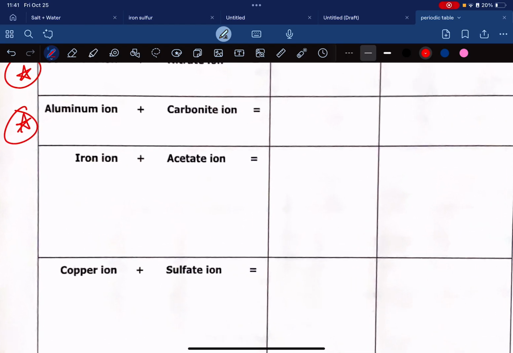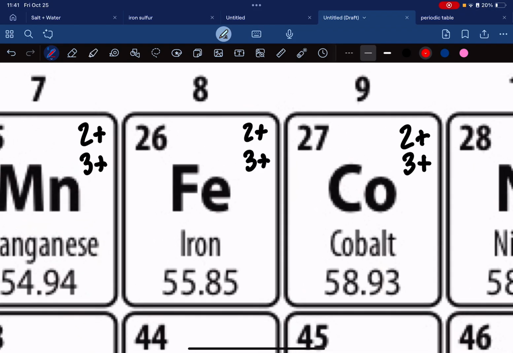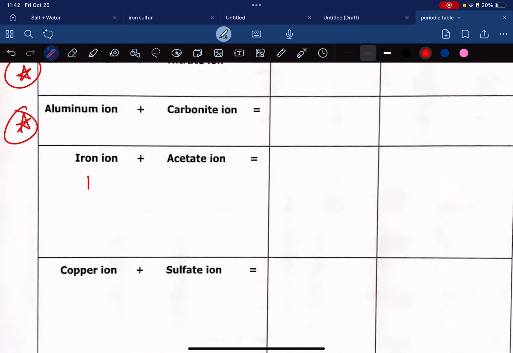All right, now let's look at iron and acetate. Now, if I find iron on my periodic table, I'm going to notice that iron has 2 different possibilities. All the ones so far that we've done on this page have only had one possibility, but iron can either be a 2+ or a 3+. So I'm just going to take these one at a time. I'm going to do my 2+ first.